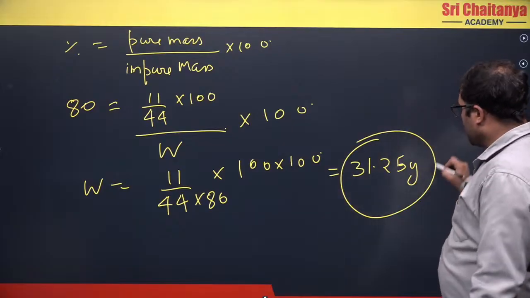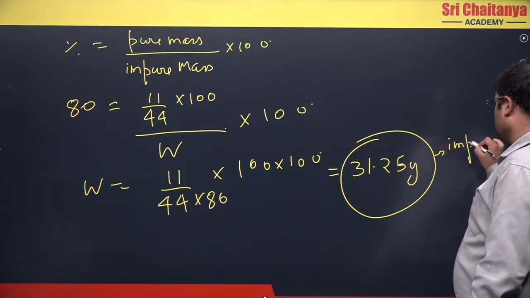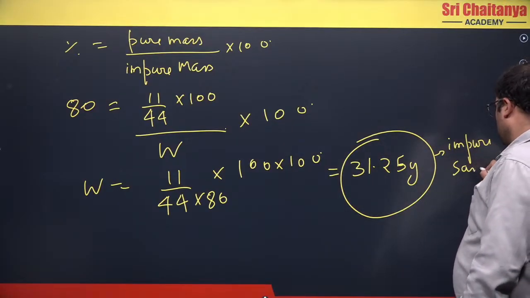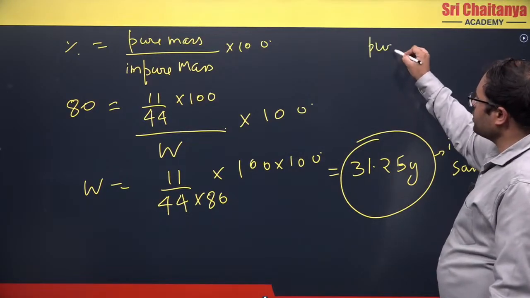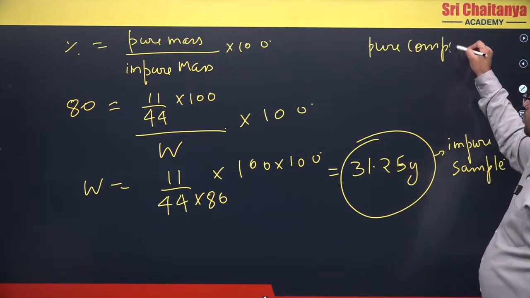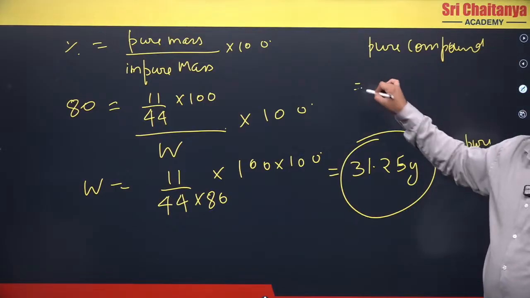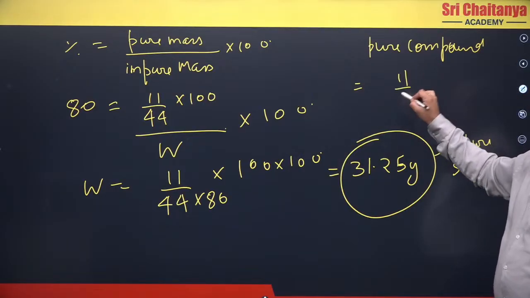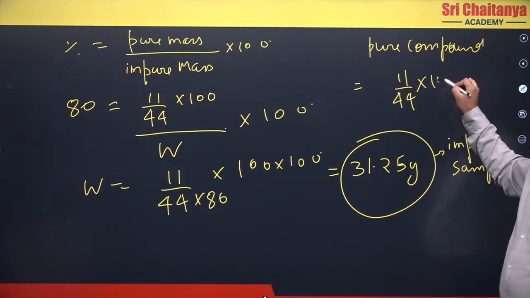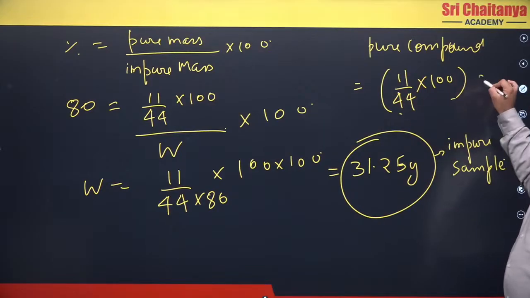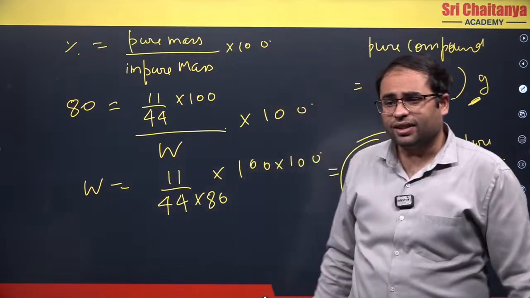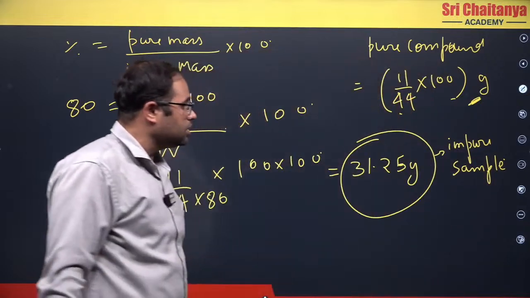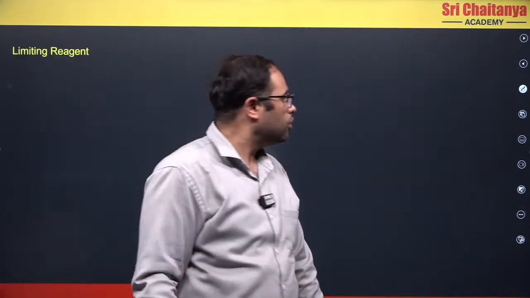So see, this is the impure sample. In this impure sample, how much is the pure compound? The pure compound is around 11 by 44 into 100 grams, right? And this is the percentage purity. So like this, you can solve these kinds of equations and questions as well.